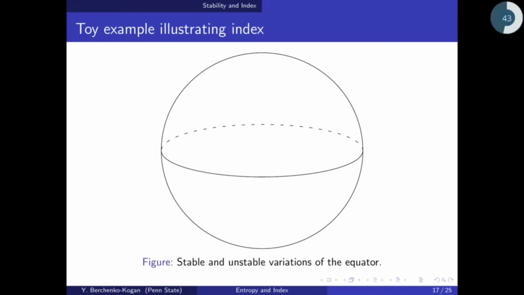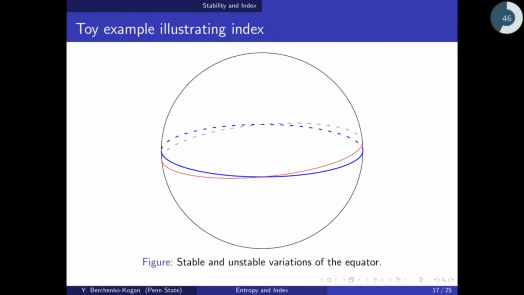Now I'm going to do a toy example illustrating index. So once again, we're going to look at the length functional for curves on a sphere, and we're going to look at this critical point here. So this is a geodesic. It's a critical point. If I have a rubber band here, it won't move. If I move that rubber band a little northwards, however, its length becomes shorter, and if I allow curve shortening flow to run, or intuitively I think of that rubber band as trying to decrease its length, then this rubber band will pop off the North Pole. It will shrink and shrink, move northwards, and eventually disappear at the North Pole.